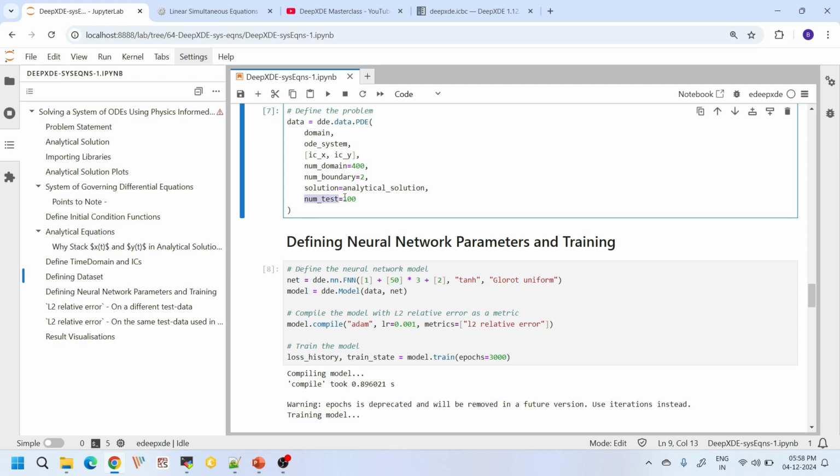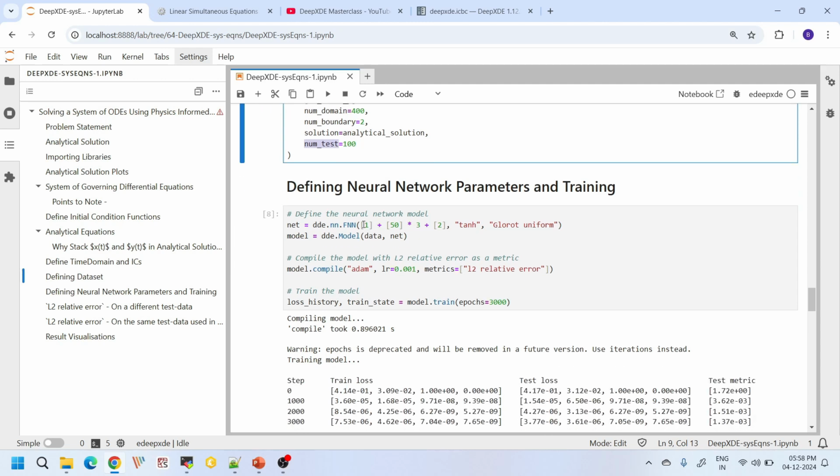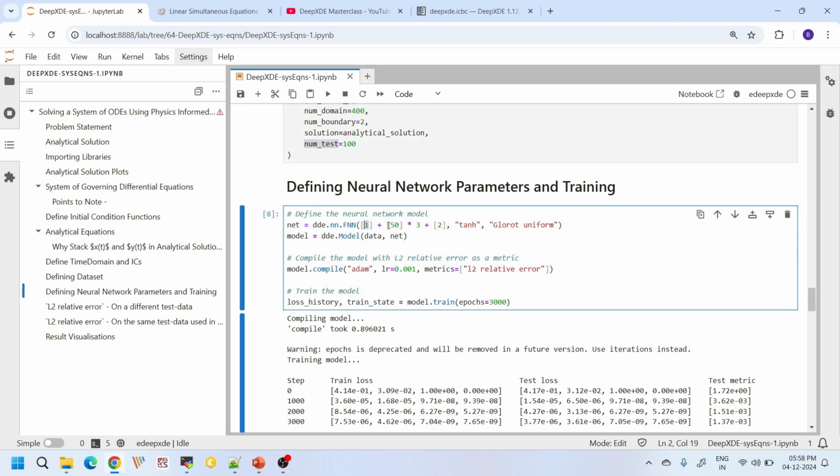And after that, for testing, we are using some 100 points. And here we are setting our neural network parameters. As you know, we have only one input feature, that is t, and we are using three hidden layers with 50 neurons each, and we have two output features, x(t) and y(t). And we are using the tanh activation function and the Glorot uniform initializer.